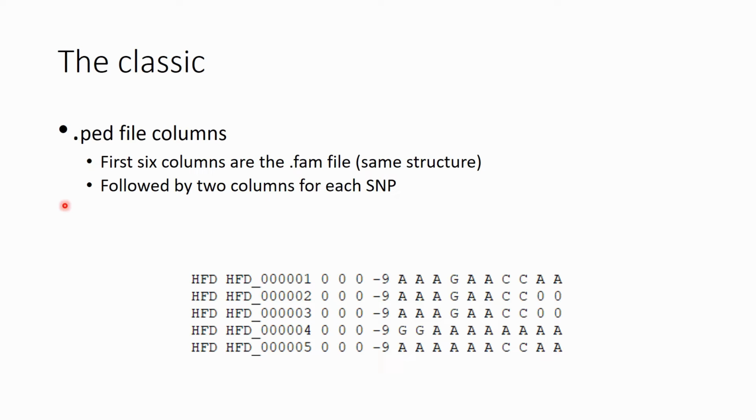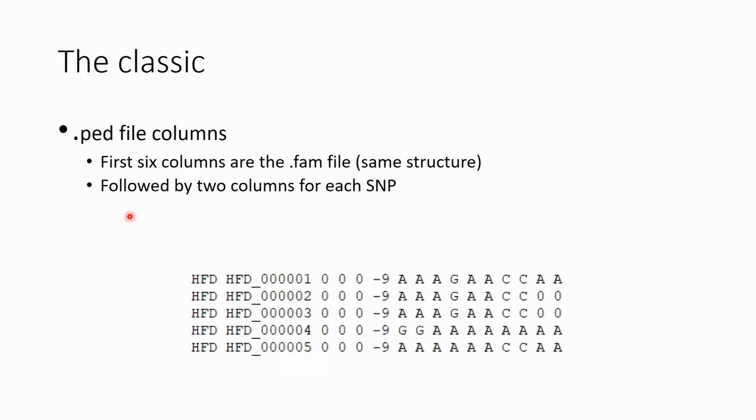So the PED file has a very specific structure. The first 6 columns are basically the FAM file. So this 1, 2, 3, 4, 5, 6 up to here, to -9. So this is basically the FAM file, and it has the same columns as I mentioned earlier, so I'm not going to repeat those.